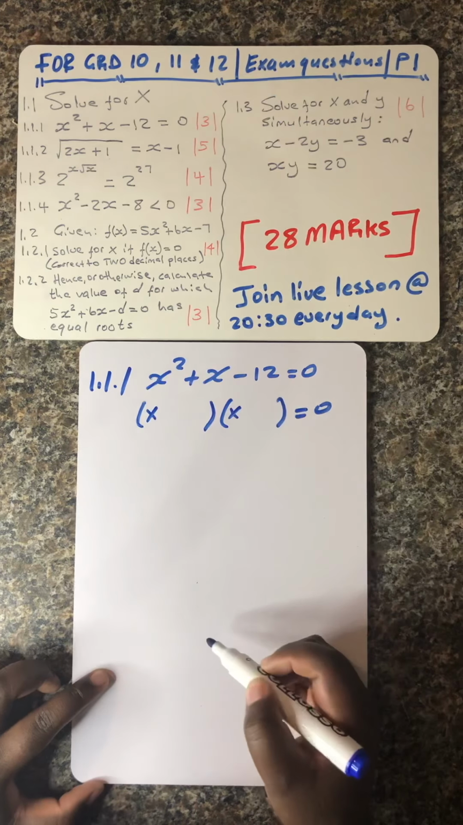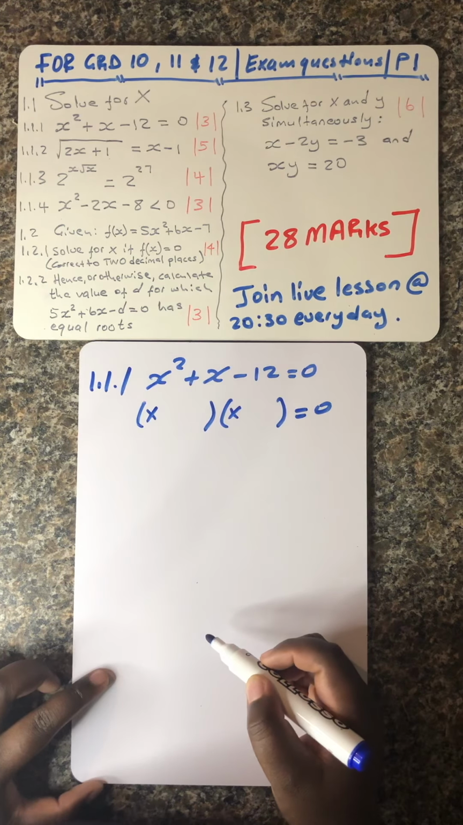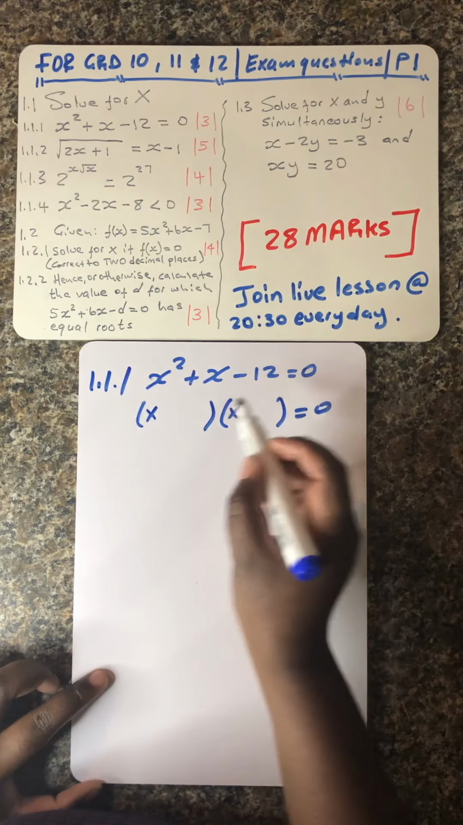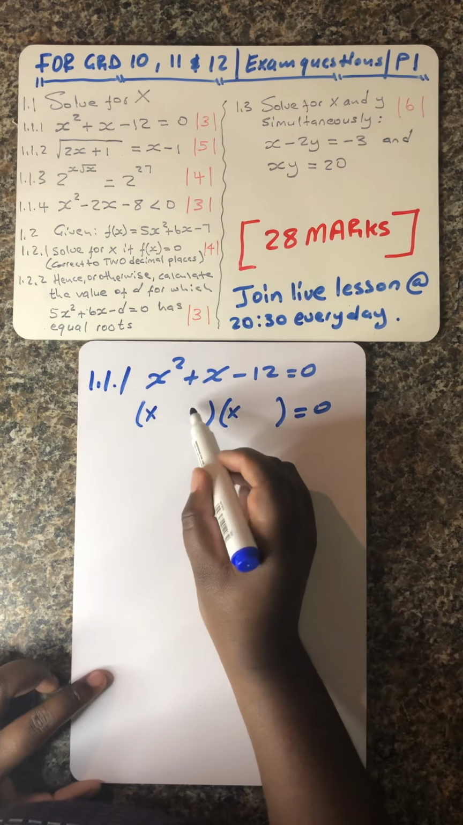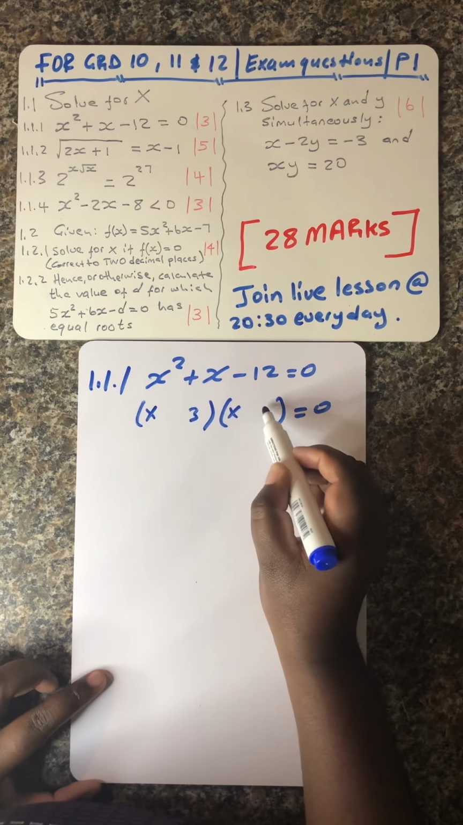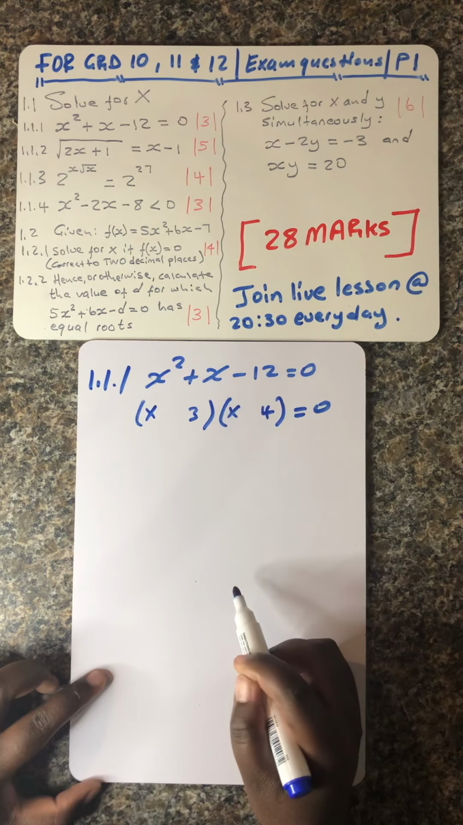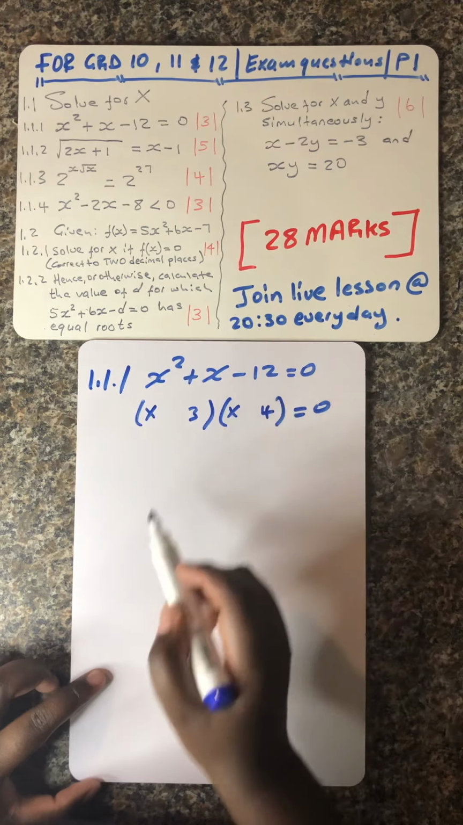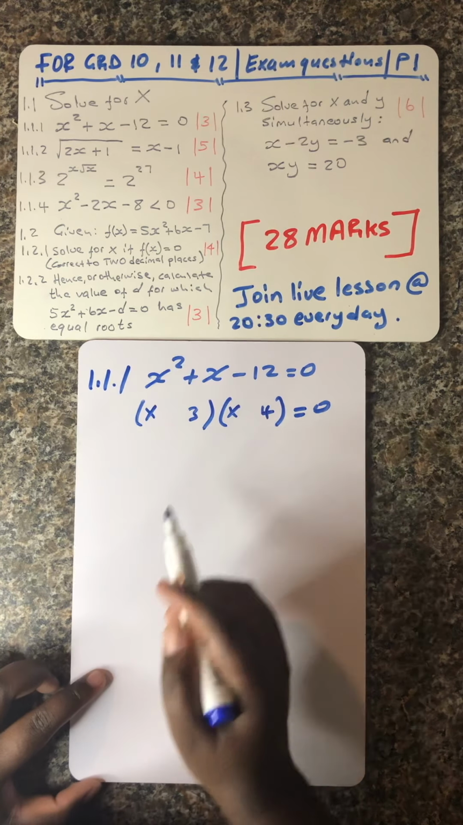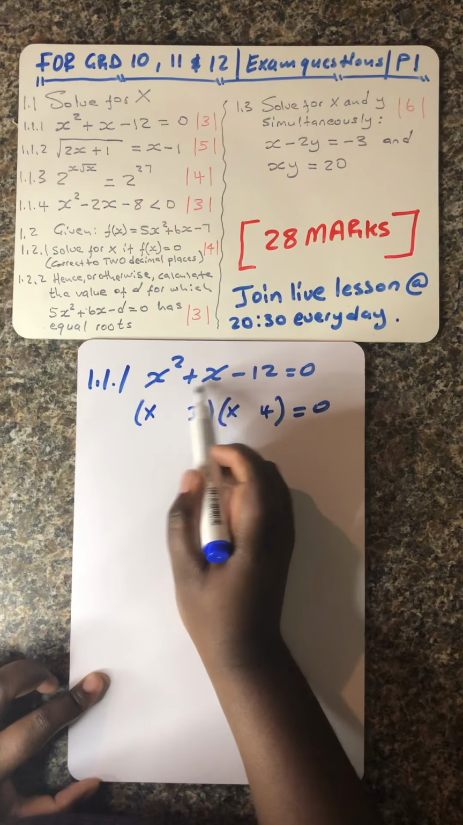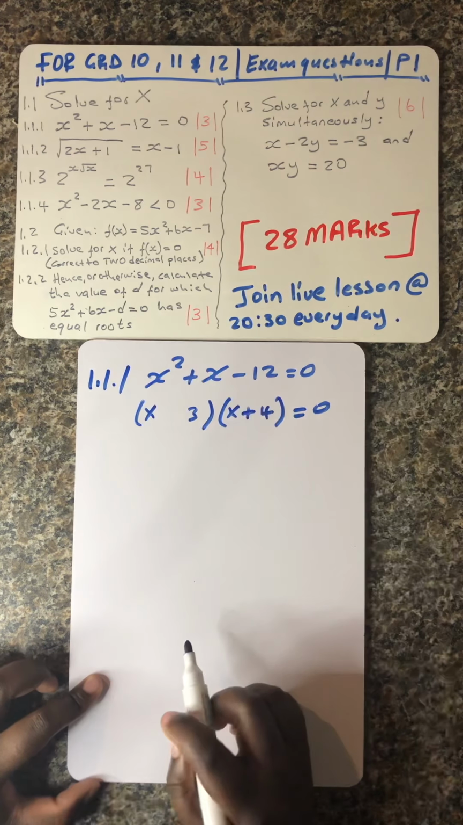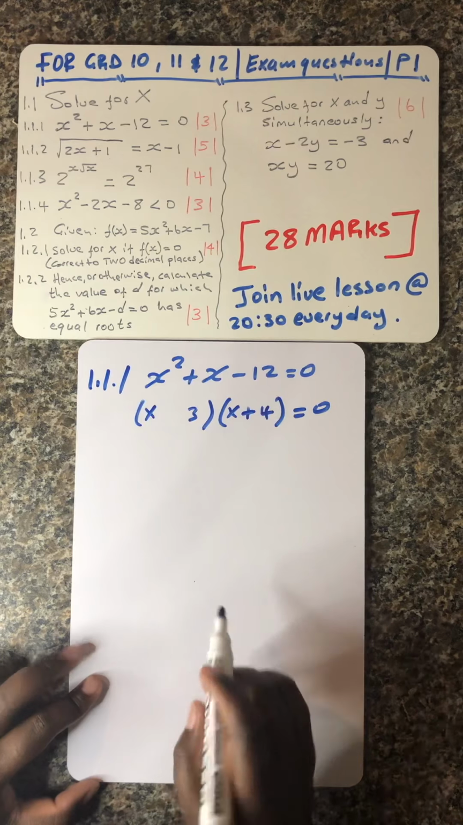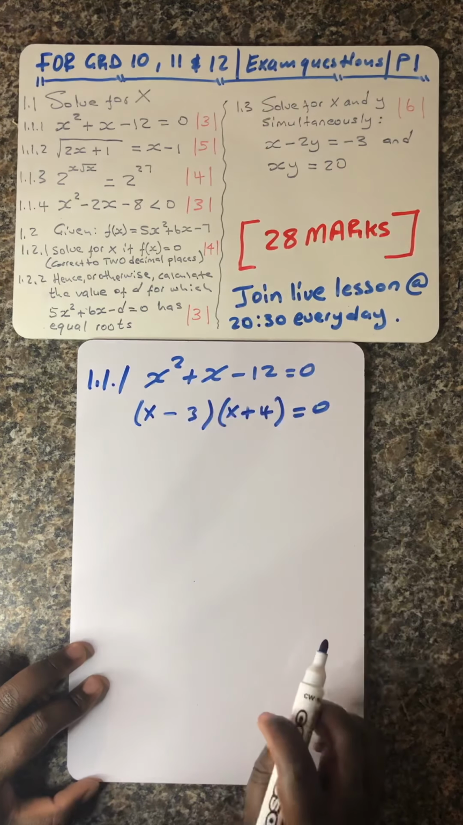The factors are pretty much easy. Obviously, two numbers that when you multiply with each other, they give you 12. Obviously, it's 3 and 4. So it's just a matter of you choosing the signs, okay? For you to have a positive x there, the bigger number takes the positive sign and the smaller number takes a negative sign.